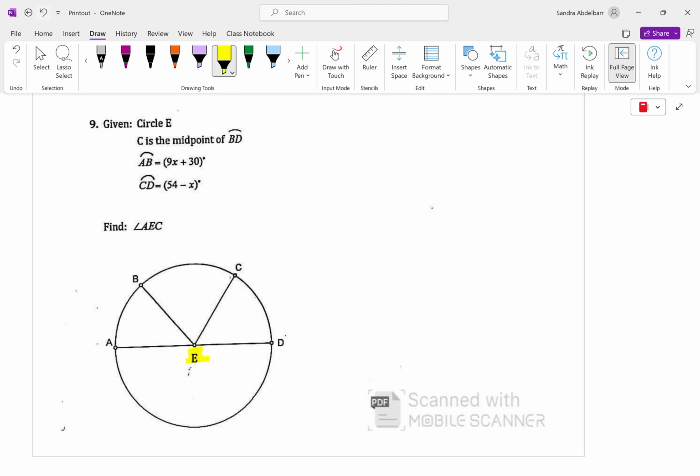All right, so they're telling us circle E, which is great for us because we're identifying the center of the circle. Then they're saying C is the midpoint of arc BD. The midpoint of an arc acts the same as the midpoint of a segment. Doesn't the midpoint of a segment split it into two congruent segments? The midpoint of an arc splits it into two congruent arcs. So if C is the midpoint, that means arc BC is congruent to arc CD. Even if they don't look congruent, it doesn't matter.